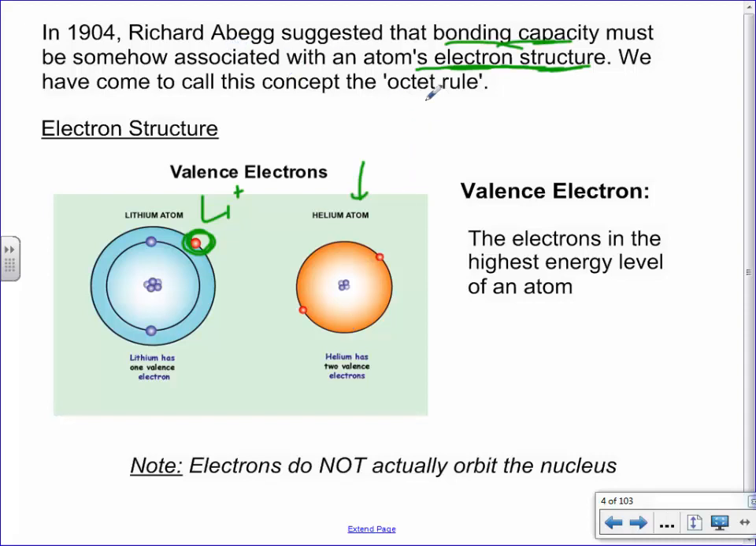Richard Abegg is the one that came up with the idea that we now call the octet rule, which basically states that with the exception of helium and hydrogen, pretty much everything wants 8 electrons. If you can get to 8 electrons, that's a nice stable orientation.